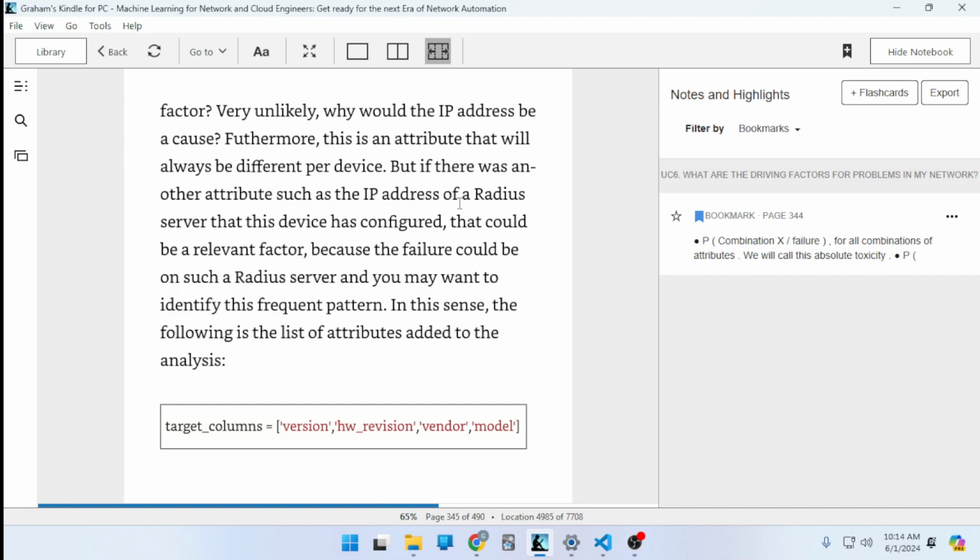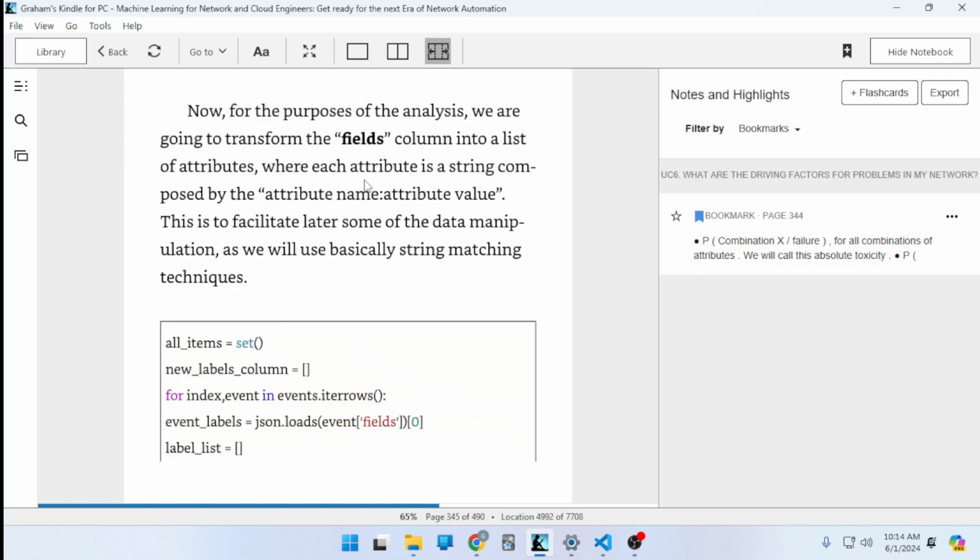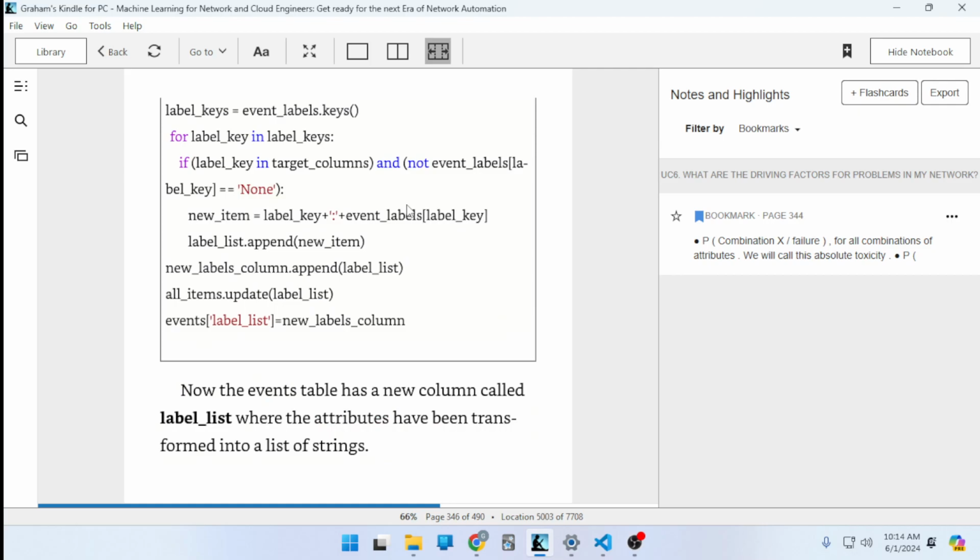In this sense, the following is the list of attributes added to the analysis. So target columns, there we go, list of attributes. Now for the purposes of the analysis, we are going to transform the fields column into a list of attributes where each attribute is a string composed by the attribute name : attribute value. This is to facilitate later some of the data manipulation, as we will use basically string matching techniques. There we go. Looks good to me. Looks good to me as well.